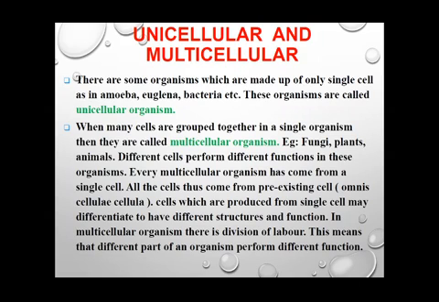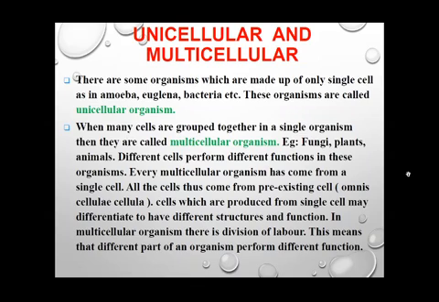Now let's come to unicellular and multicellular organisms. As the name itself indicates, uni means single and cellular means cell. The organisms which are made up of a single cell come under the category of unicellular organisms, and the different examples are amoeba, euglena, bacteria, etc. Now comes multicellular. Multi means many, cellular means cells. When many of these cells group together, they form a single organism, and such organisms are known as multicellular organisms. The different examples are fungi, plants and animals.